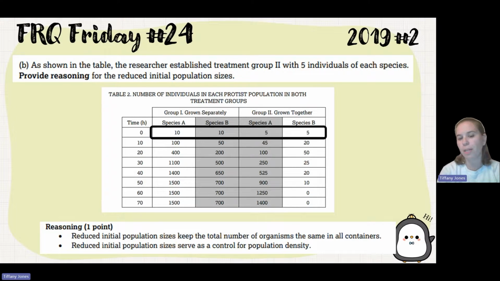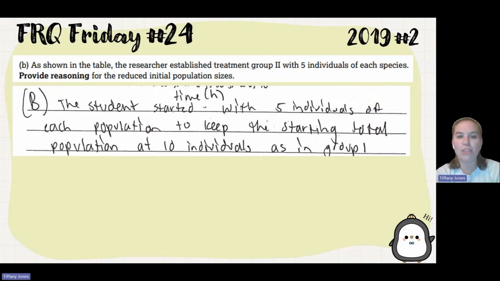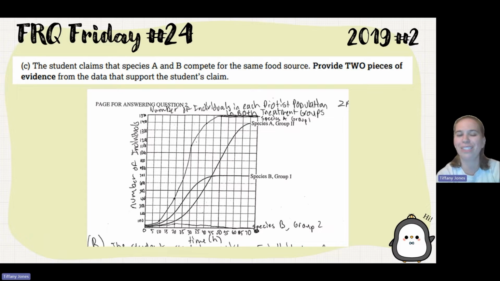So reduce the initial population sizes: keep the total number of organisms the same in all containers. Reduce initial population sizes to serve as a control for population density. The student said the student started with 5 individuals of each population to keep the starting total population at 10 individuals as in group 1. So the student has points there.